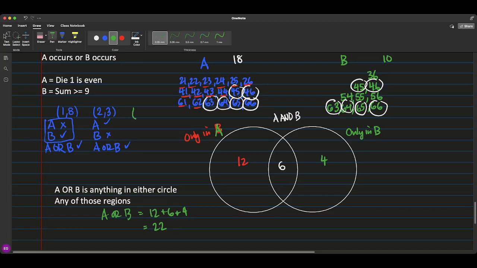For instance, let's say you roll a 2 and a 6. That makes A true because the first die is even. That also makes B true because... Oh, no.